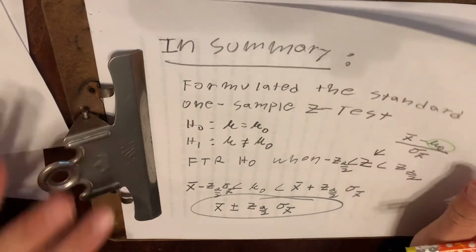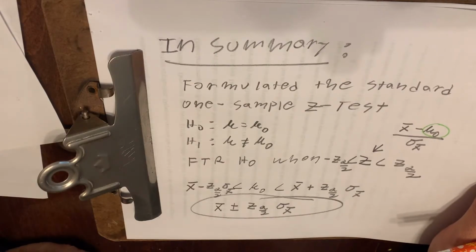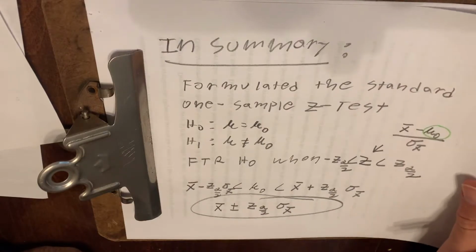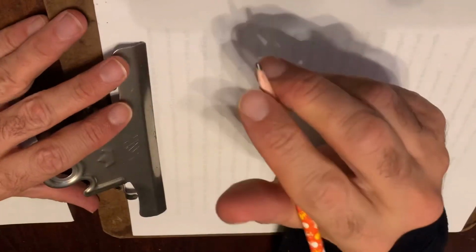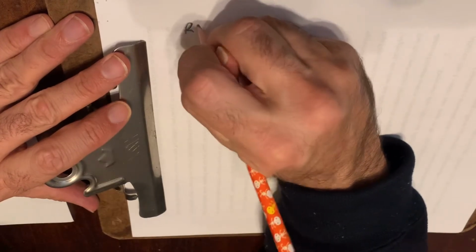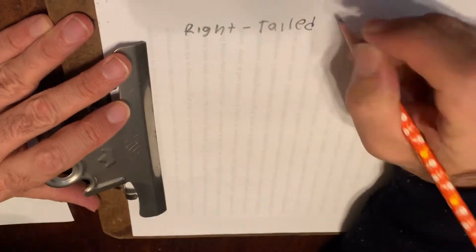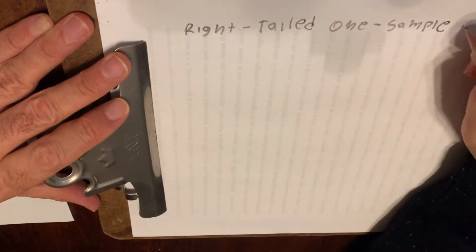And so now I am going to show you how to use the method of hypothesis test inversion to get right-tailed and left-tailed confidence intervals, so that given a confidence interval, you can test even a right-tailed or a left-tailed hypothesis test. So here we go. Let's start out with a right-tailed one-sample z-test.